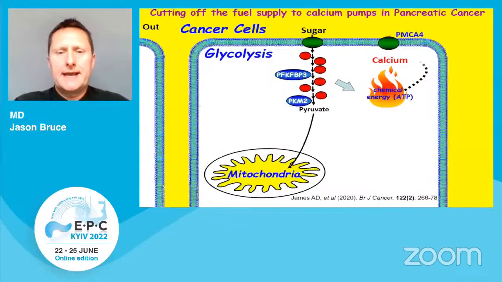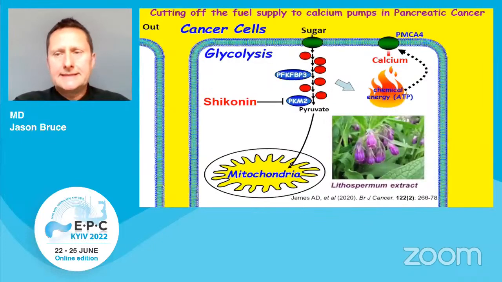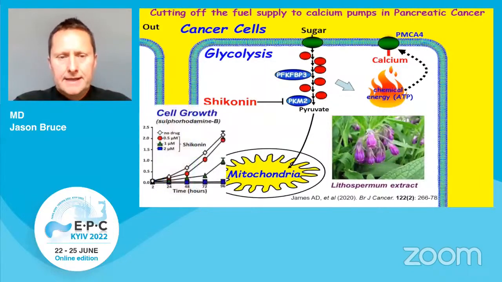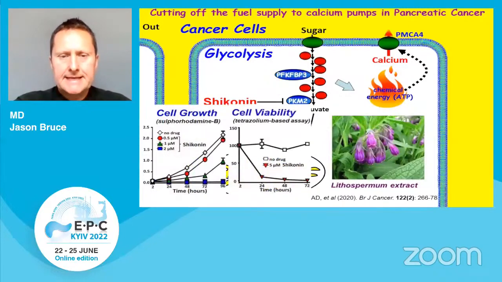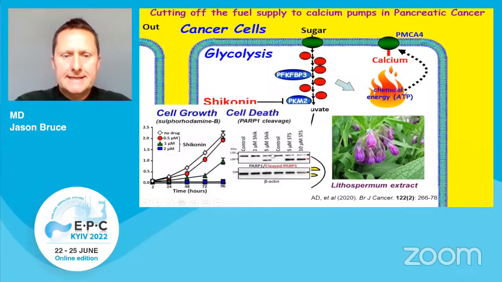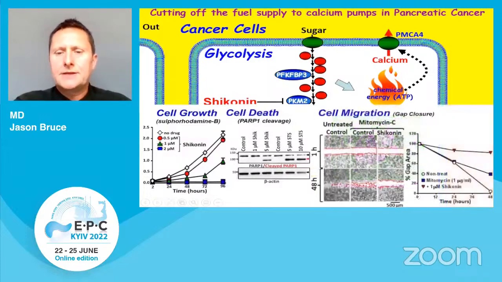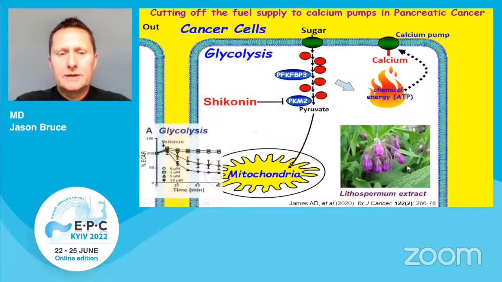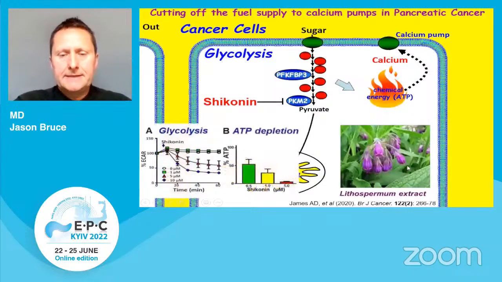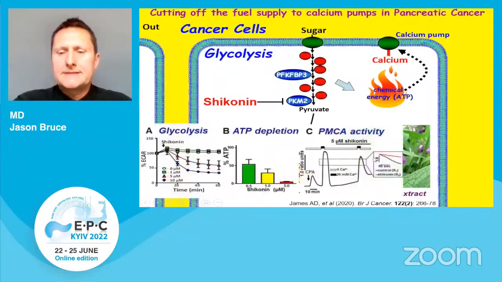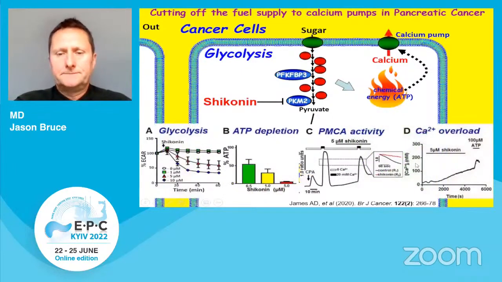First of all, we can inhibit PKM2 using shikonin, and this is derived from Chinese herbal remedies, but it has a high selectivity for PKM2. This reduces cell growth. It also reduces cell viability. It induces cell death as assessed by PARP-1 cleavage, and it also inhibits cell migration. The mechanism for these effects, not surprisingly, is due to an effect on glycolysis. We also see ATP depletion and inhibition of the PMCA and cytotoxic calcium overload.